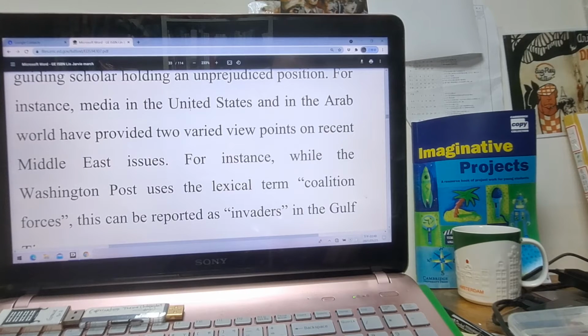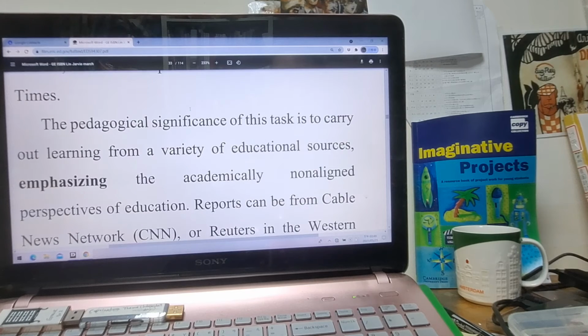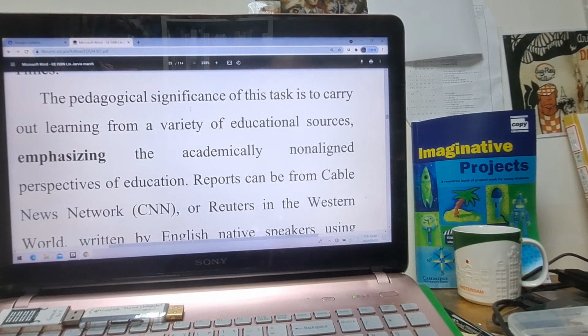So while the Washington Post uses the lexical term coalition forces, this can be reported as invaders in Gulf Times, but differently in BBC. The pedagogical significance of this task is to carry out learning from a variety of educational sources, emphasizing the academically non-aligned perspective of education.